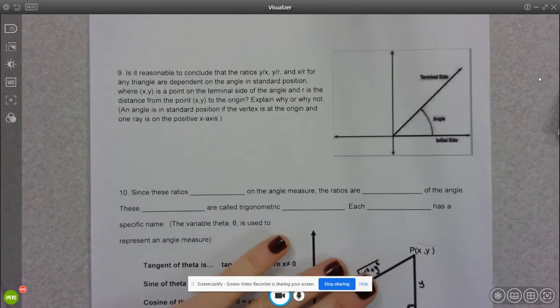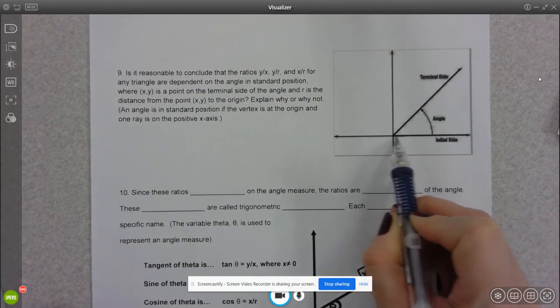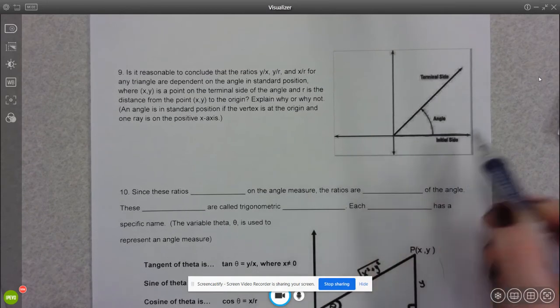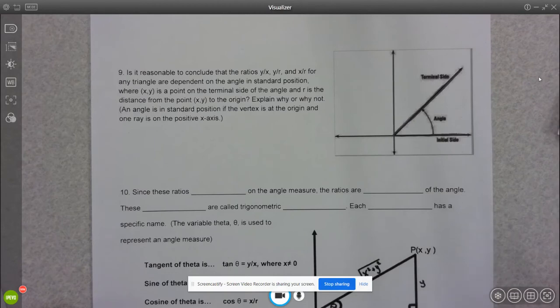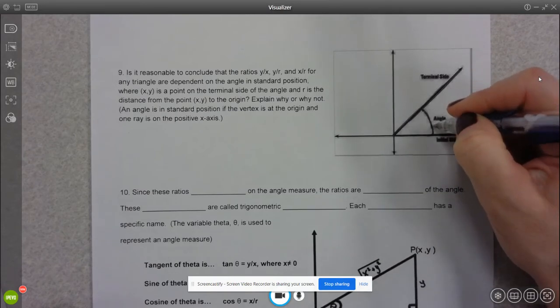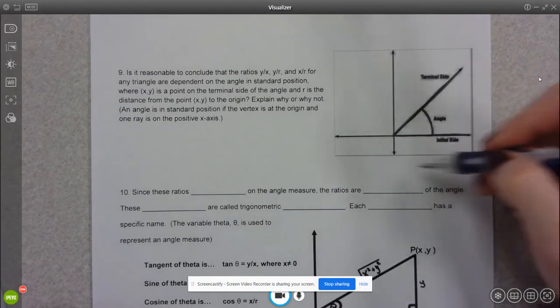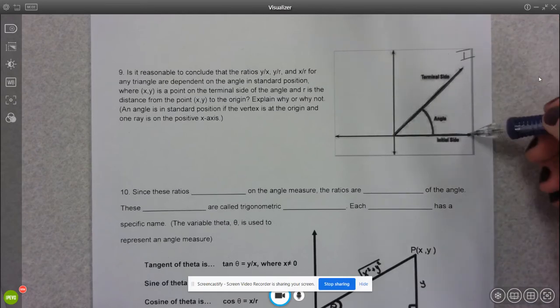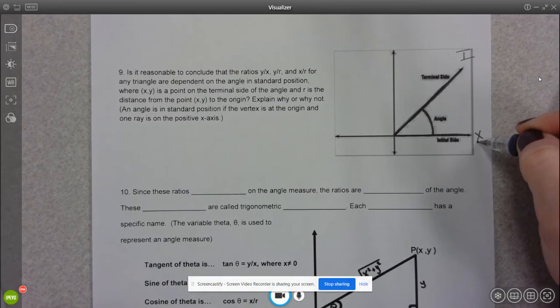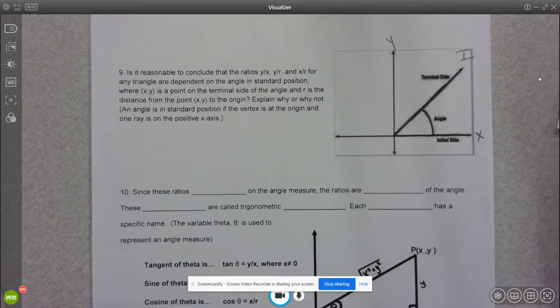All right, this is where we're going to also get some new terminology. So this is called my initial side. This is where we are starting. This is our terminal side, meaning that's where we are ending. And then this here is our angle itself. This is called standard position when we're in quadrant 1. My initial side starts on my x-axis. My terminal side ends somewhere between the x-axis and the y-axis in quadrant 1.